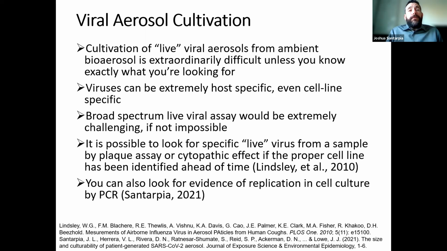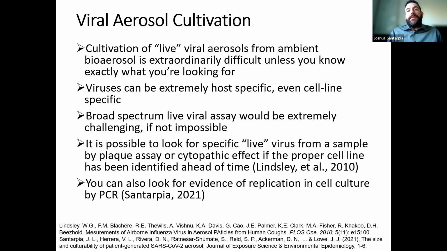Let's see, there are lots of examples now, both in influenza and SARS-CoV-2 in particular, of people cultivating virus from bioaerosol collections. I think Bill Lindsley did it in 2010 with influenza. Lednicky did it for SARS-CoV-2 in 2020 and 2021.